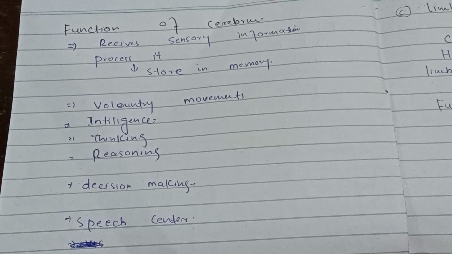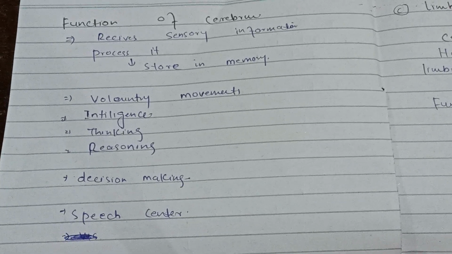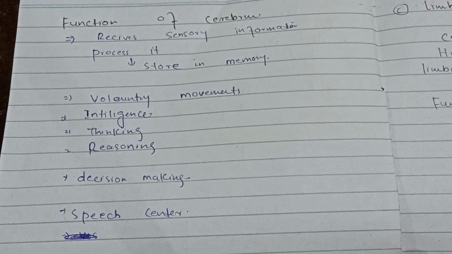Reasoning power is also controlled by the cerebrum. Decision making and the speech center, the center that lets me talk right now, are controlled by the cerebrum. They are present in the cerebrum, called Broca's area and Wernicke's area. Both of these are present in our cerebrum.